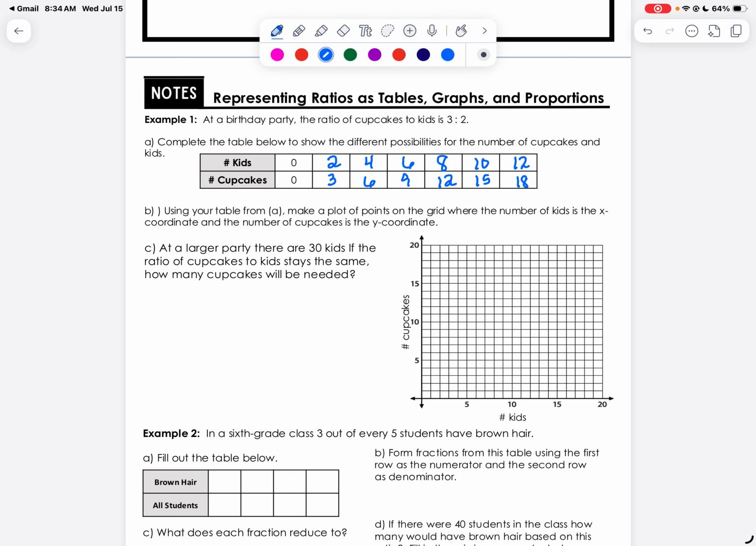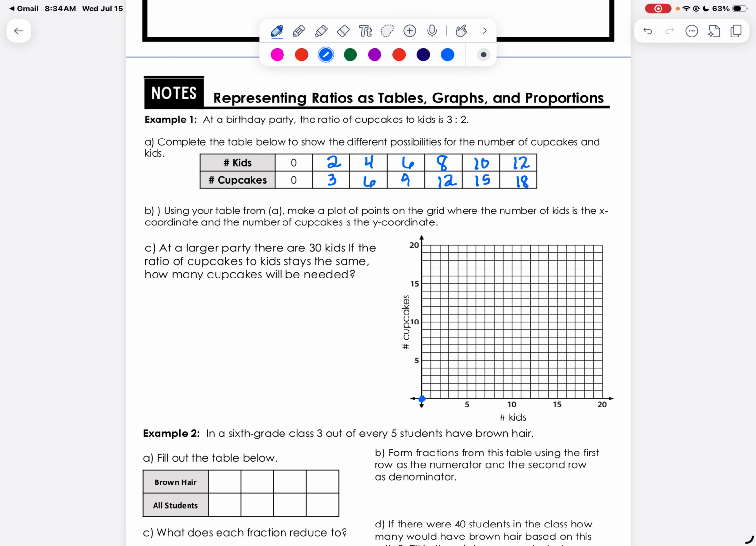Now in part B, it says use your table from part A to make a plot of the points on the grid where the number of kids is the x coordinate and the number of cupcakes is the y coordinate. All right, so I'm going to start with my first entry in the table, 0, 0, and we'll plot that right here at the origin.